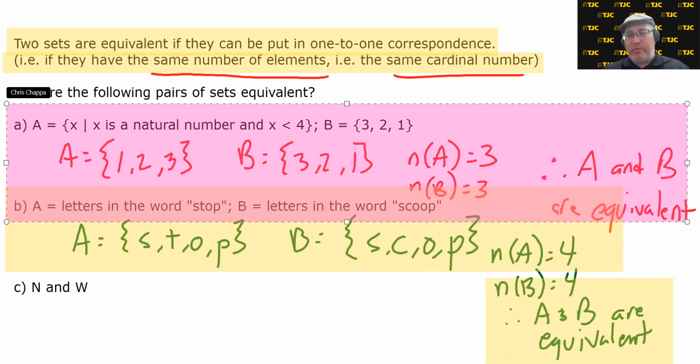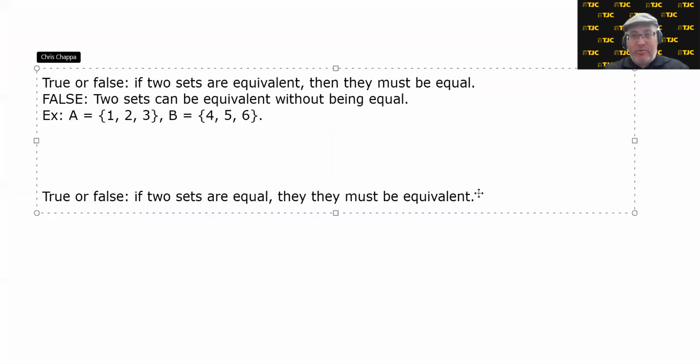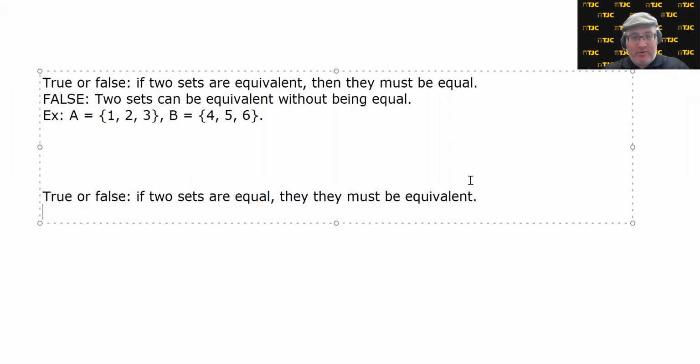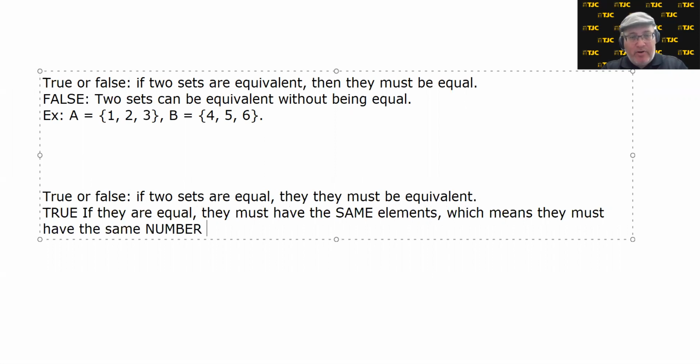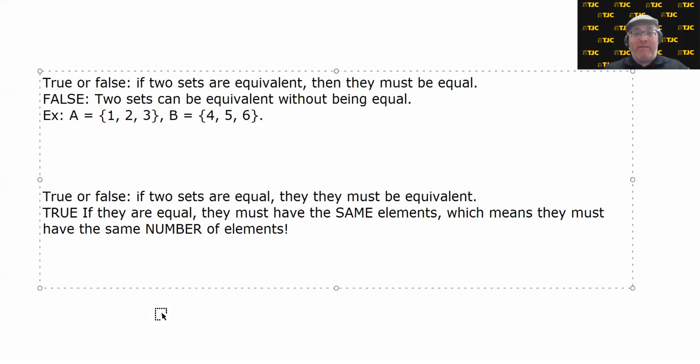Now be careful. One example doesn't mean that that's always true. But I think it's pretty obvious that it must be true. Or at least I think it's obvious. So if two sets are equal, they must be equivalent. That statement is true. If they are equal, they must have the same elements, which means they must have the same number of elements. Because remember, equality talks about having the exact same elements, whereas equivalence only talks about having the same number of elements.